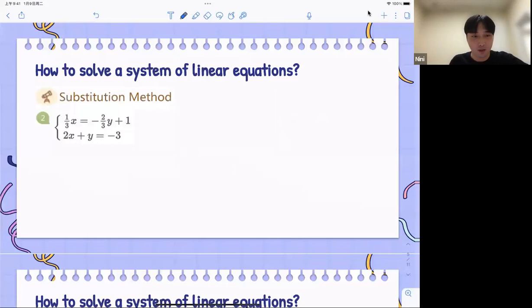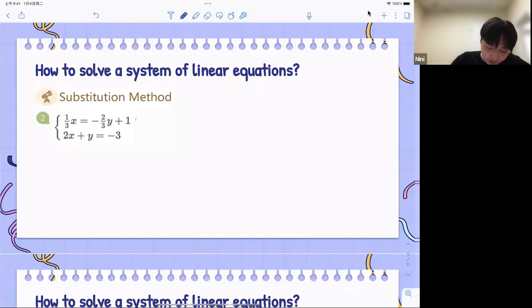If we are going to do this one, we need to figure out some method. The first method we are going to introduce is the substitution method. For the substitution method, you are going to substitute one of the indeterminates in terms of the other one. For example, we have x and y here as our indeterminates. That means we can try to represent x in the form of y. So how should we do that?